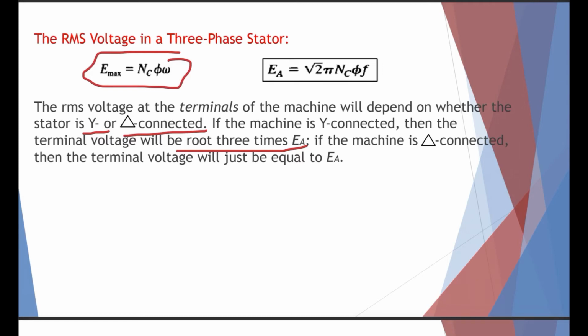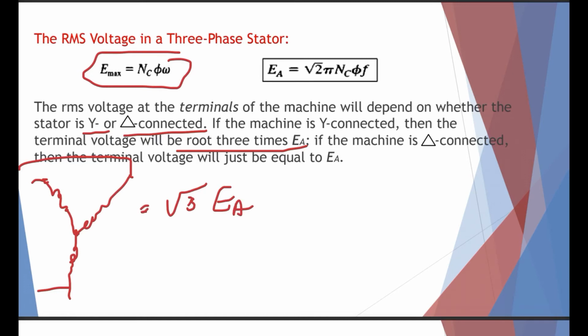If we have a Y connection, three windings here, this is Y connected, then the terminal voltage will be root 3 times E_A, for Y.